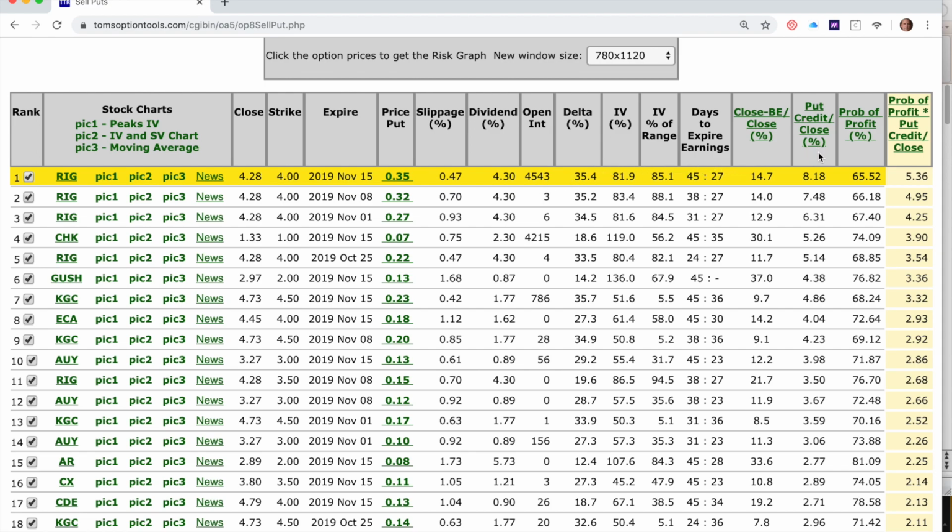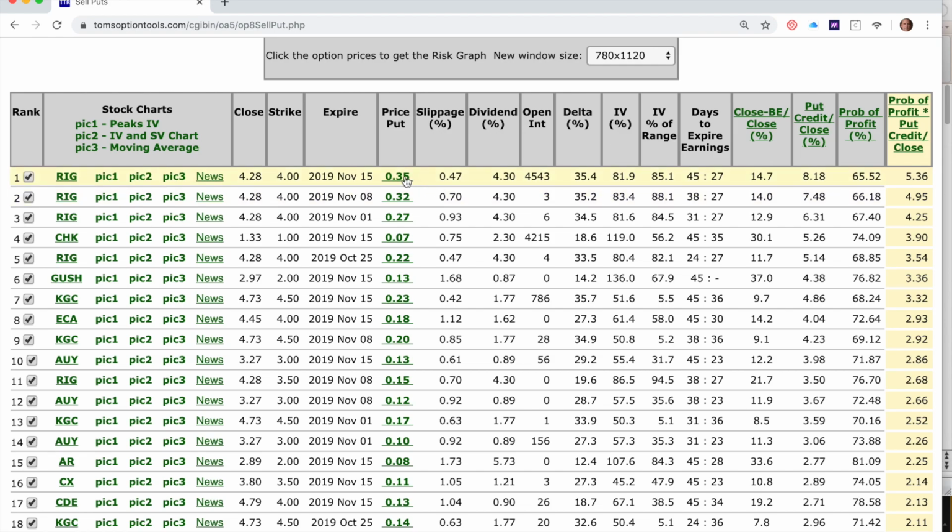We've got our put credit divided by close. That's a return on investment number. So 8.18% on this first one. Probability of profit is 65%. That's really good. And this ranking here, this probability of profit times ROI, is giving us a nice metric to sort by. This one is showing us a trade that's offering really nice, almost the highest, really it is the highest potential return on investment, and the probability is not the highest, but it's still a higher return on investment. So it gives you another option to rank. I like that because it combines the two.